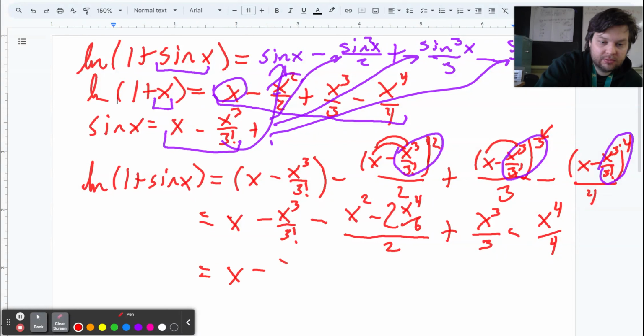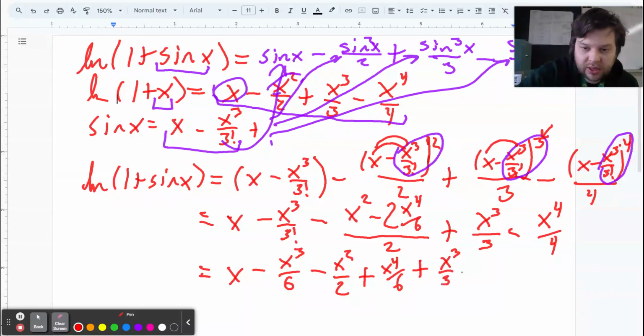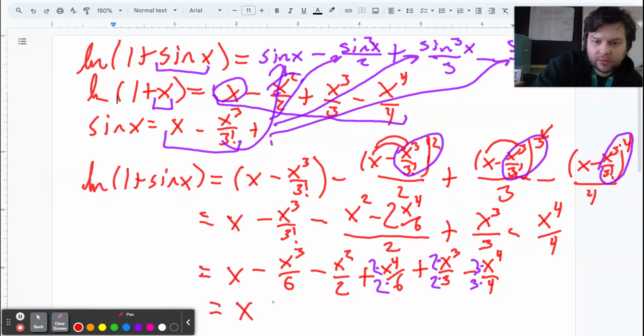So I have x minus x cubed over 6 minus x squared over 2, double minus x to the fourth, I guess, over 6, plus x to the third over 3 minus x to the fourth over 4. So now we're just going to do common denominators. So this is 2x to the third over 6. This we can make out of 12. This we can make out of 12. And so altogether, in order, we have x to the first. What was my x squared?